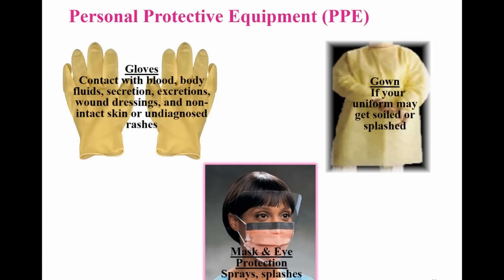Here are some examples of personal protective equipment, otherwise known as PPE. Always use PPE when you anticipate a blood or body fluid exposure. Some examples include gloves if you anticipate contact with blood, body fluids, secretion, excretions, wound dressings, and non-intact skin or undiagnosed rashes. Always utilize a gown if your clothes or uniform may get soiled or splashed. Mask and eye protection also protects the mucous membranes of the face, eyes, nose, and mouth from sprays, splashes, and other droplets.